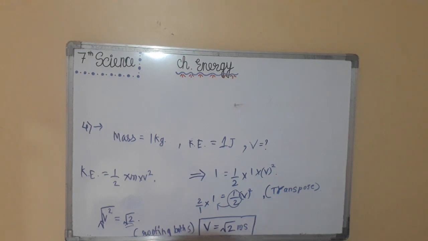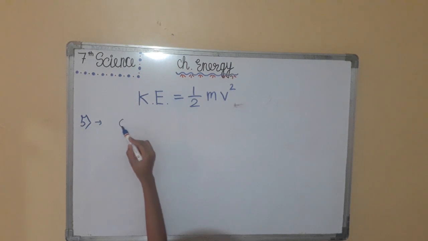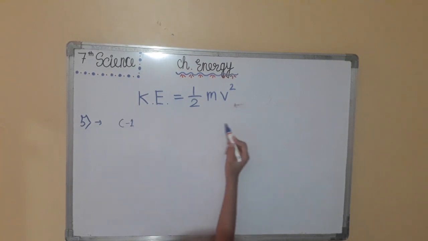I hope you understand this question. The fifth question is, when the mass and speed of a body is doubled, what happens to its kinetic energy? So the solution of this question is, in this question we will keep kinetic energy, velocity and mass in case 1 and in case 2.